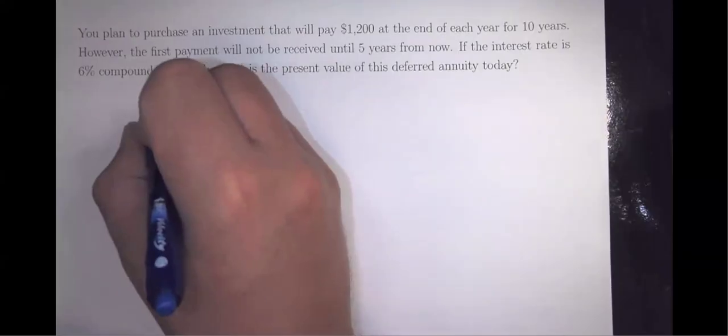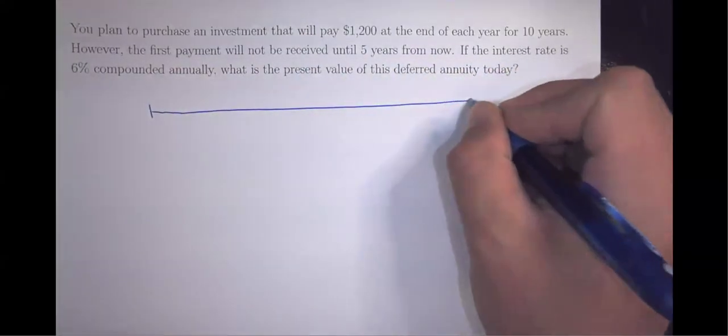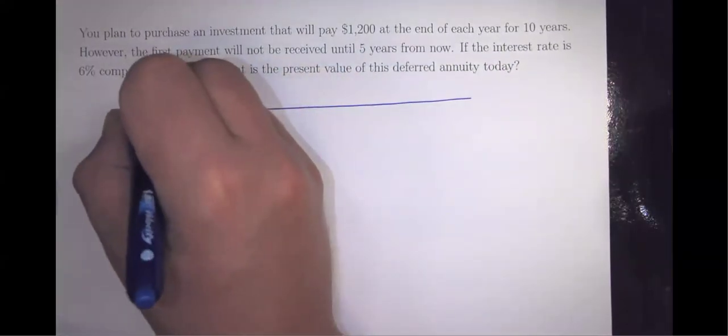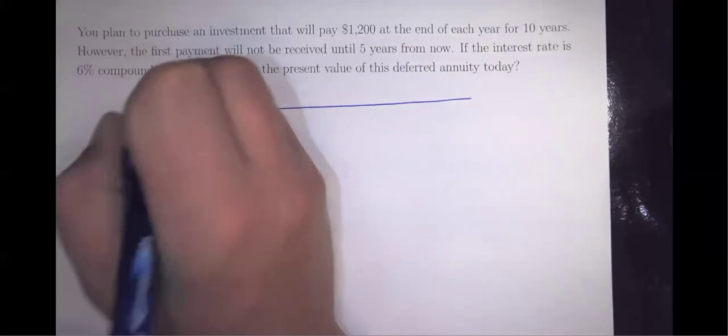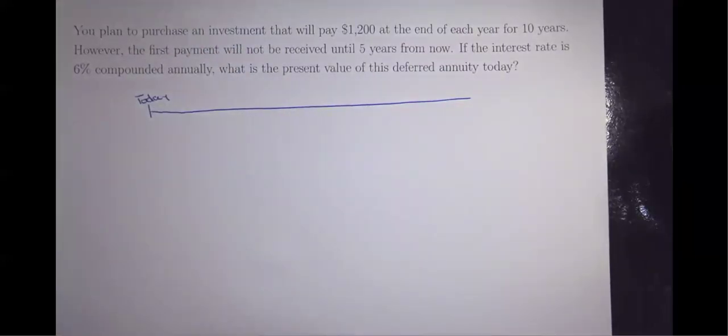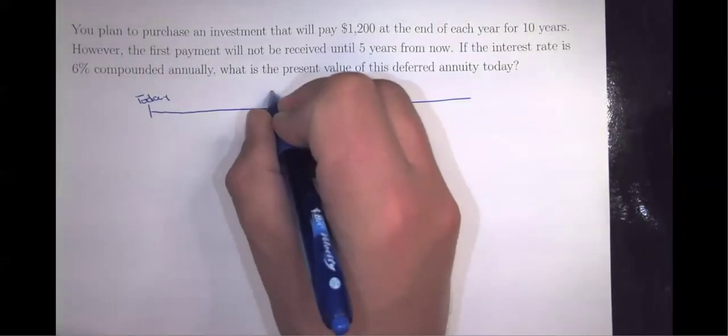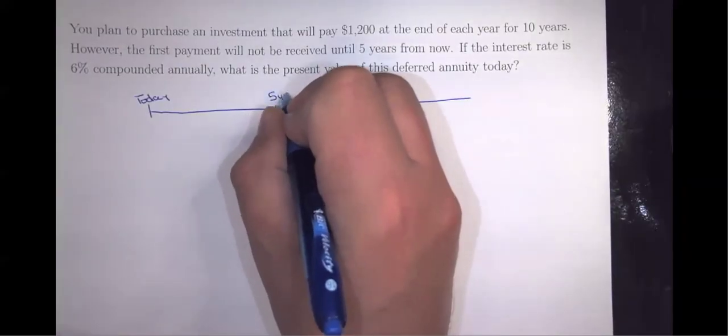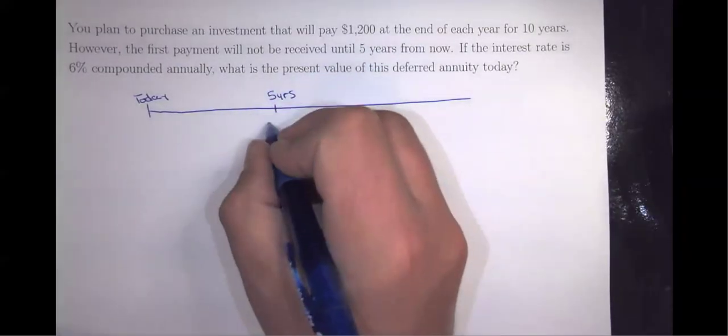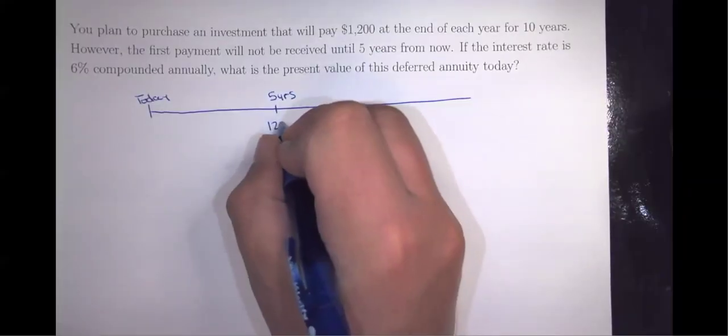So the annuity starts out today, and it makes 10 years worth of $1,200 payments. The first payment is 5 years from now. So the first payment is right here.